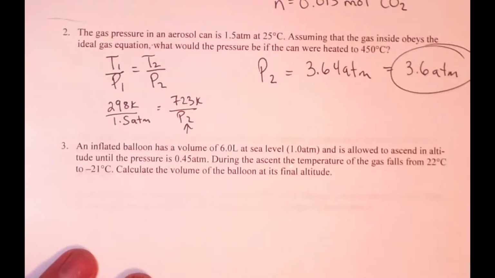Question 3. An inflated balloon has a volume of 6 liters at sea level, which we assume would be 1 atmosphere, and it is allowed to ascend to an altitude until the pressure is 0.45 atmospheres. During the ascent, the temperature of the gas falls from 22 degrees Celsius to minus 21 degrees Celsius. Calculate the volume of the balloon at its final altitude.